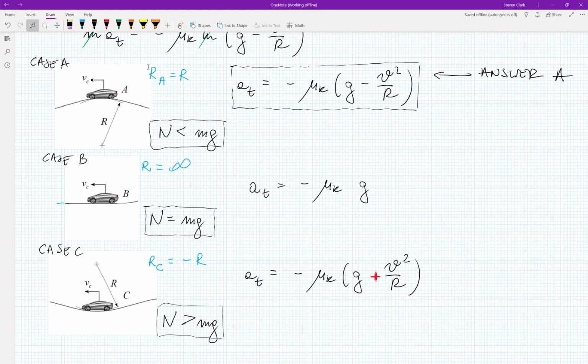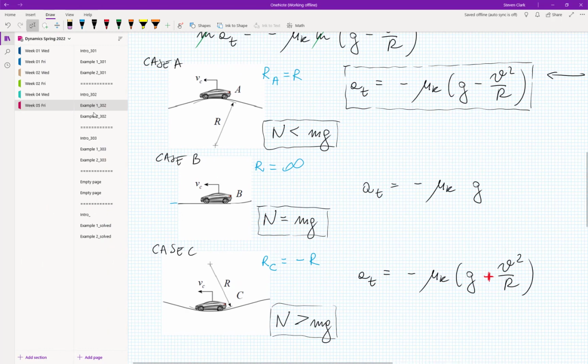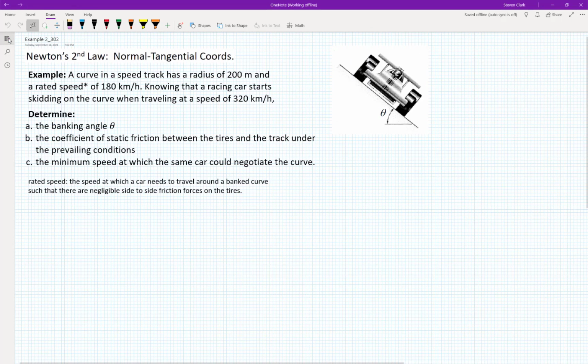I don't see any questions. So, do you want to do example number 2? Okay, let's do it. As usual, take a couple of seconds to read and understand the problem statement.